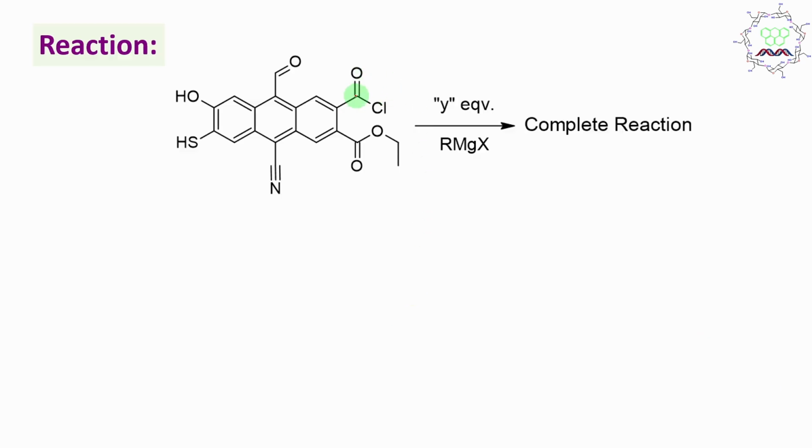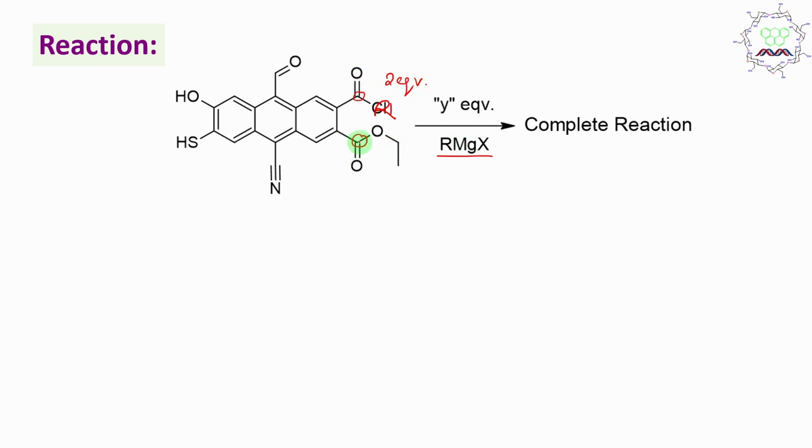Now if you look at acid chloride, this carbonyl carbon is very electrophilic. That's why the first equivalent of Grignard reagent will attack and through acyl nucleophilic substitution it will produce this R ketone. Now this ketone will react with one further equivalent of Grignard reagent to produce tertiary alcohol. So for this group, two equivalents of Grignard reagent will be consumed.